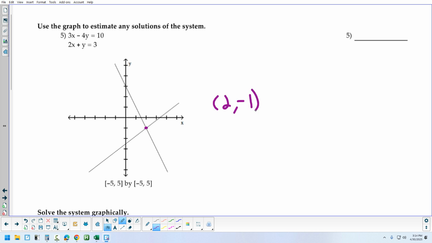2, -1. And if we check it, 3 times 2 is how much? 6. And 4 times -1? -4. And 6 minus -4, that's 10. And the last part, what's 2 times 2? 4. Plus -1. What's 4 plus -1? 3. Perfect. So that is the solution.